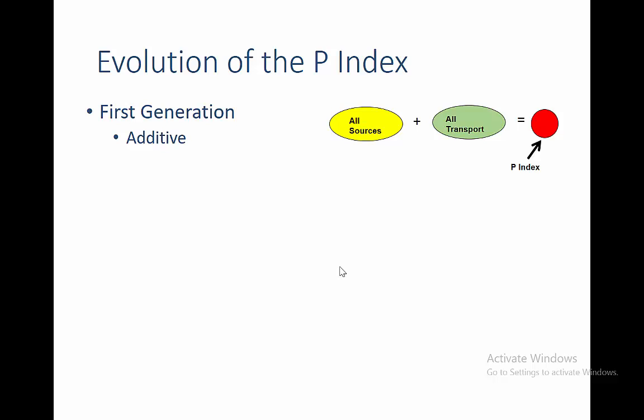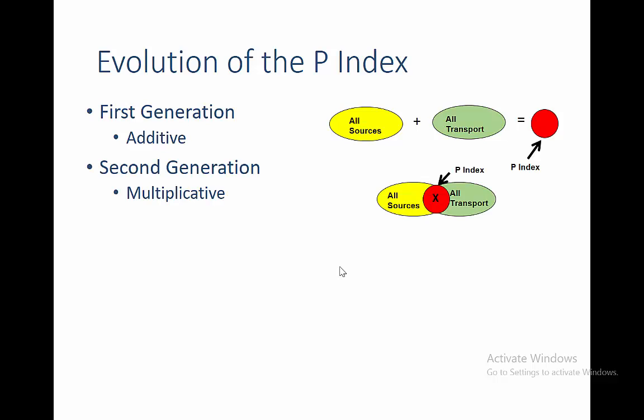And so the P index has a couple different versions. It's gone through a couple iterations since its inception in 1993. So the first P index, they said, all right, we need source and we need transport. Why don't we just add them all up, right? And so that's what we've got here. All of the variables that represent your source summed up and added to all of your variables that represent your transport. And that was your P index score.